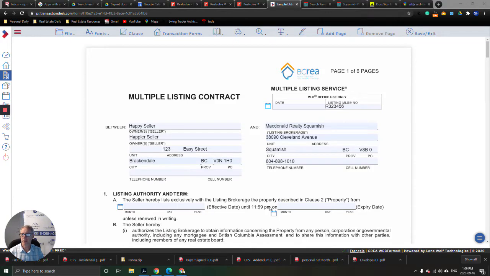All right, so here we are. This is a multiple listing contract. This is the type of contract we use to get the property onto the MLS system so that other realtors can see it and so that hopefully we can get a successful sale on your property.